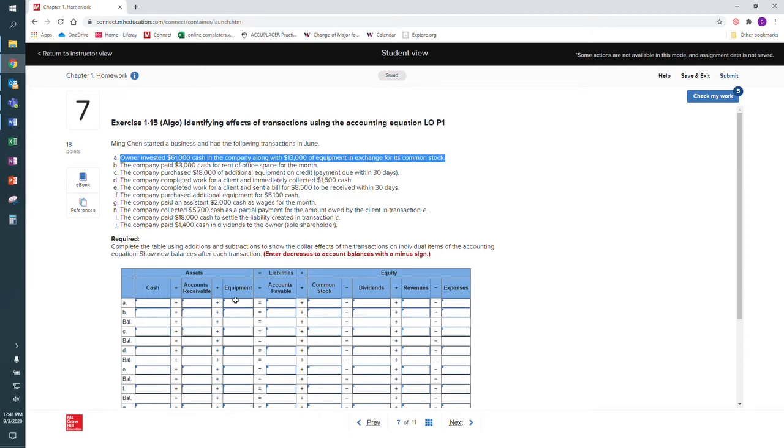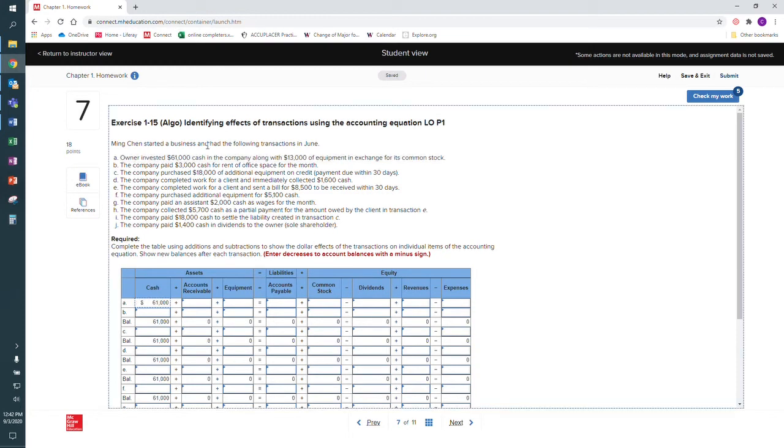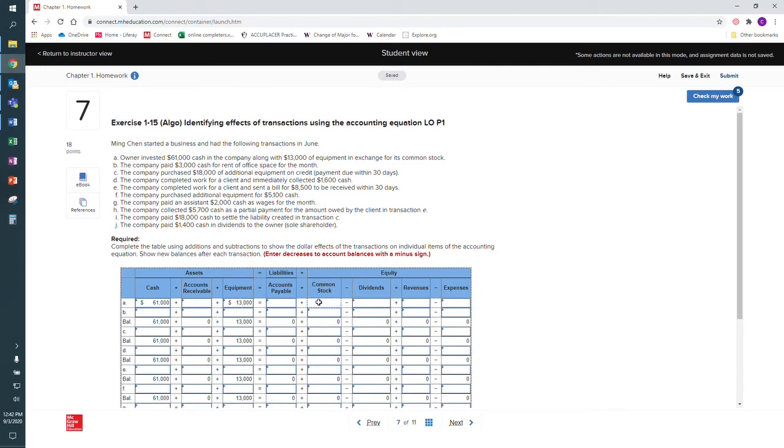So go down to our accounting equation table here. We say, okay, $61,000 in cash. Cash must have gone up $61,000. They also got $13,000 in equipment, so I'll go to the equipment column and put $13,000 in there. And then in exchange for common stock. So common stock is part of equity, and it's on the other side of the equal sign. So assets, $61,000 plus $13,000 in equipment that the company now owns must be equal to liabilities and equity. And so common stock is the only other account involved in this, and that must mean that equity goes up by $74,000.